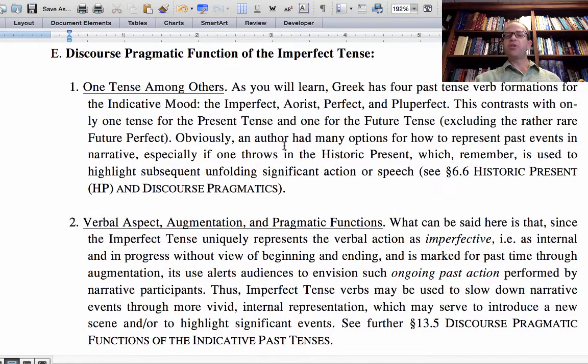In later chapters, when we learn more past tenses in the indicative mood, it will become important for us to distinguish why an author might choose one past tense form instead of another. And so we'll look at that in chapter 13.